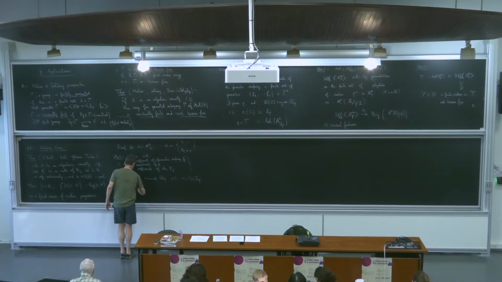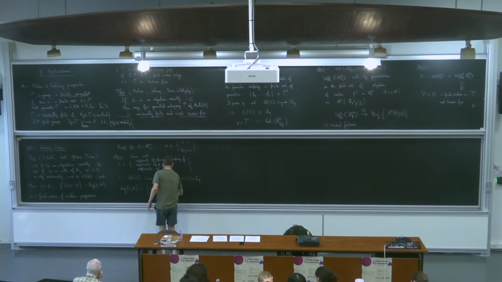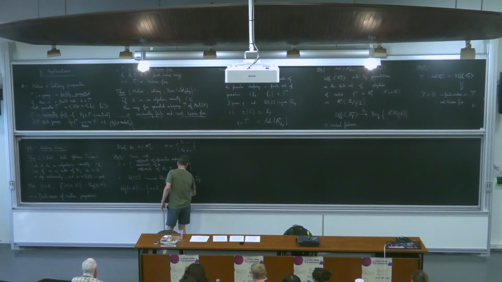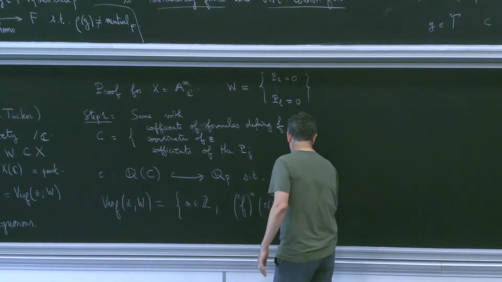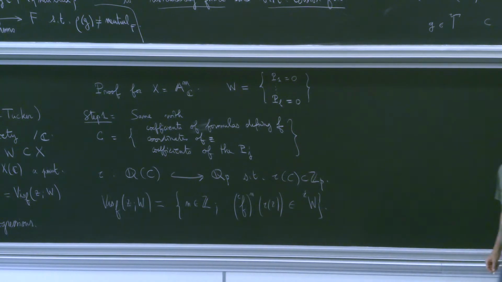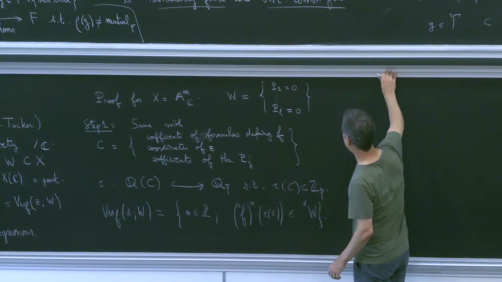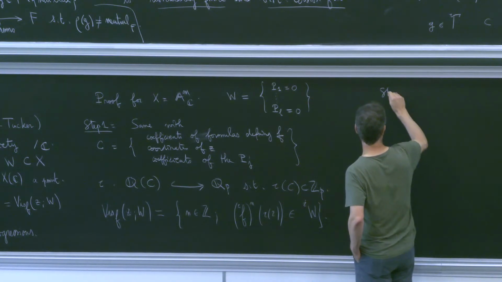So it's the set of integers n in Z such that f, after I apply iota, iterated n times of iota of Z, is in W after I apply iota. Okay, step 2. What is step 2?